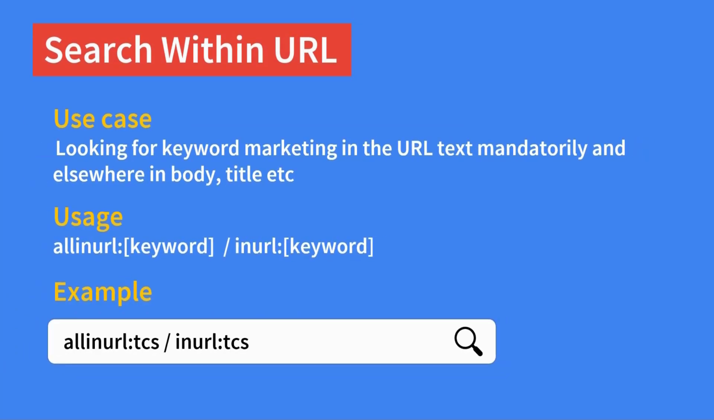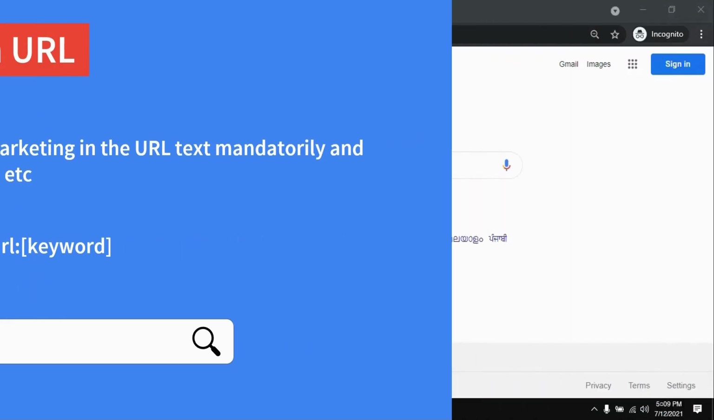In previous lessons, we have seen the benefits of URLs. So if you want to target your search for the URLs of the web pages, then use the allinurl or inurl operators as shown in the example. So let us see the demo of it.